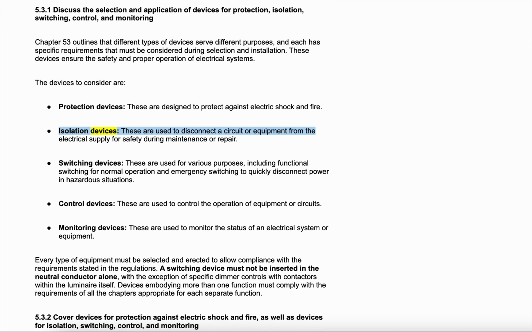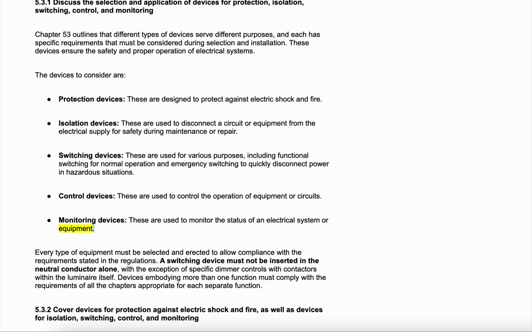Isolation devices. These are used to disconnect a circuit or equipment from the electrical supply for safety during maintenance or repair. Switching devices. These are used for various purposes, including functional switching for normal operation and emergency switching to quickly disconnect power in hazardous situations. Control devices. These are used to control the operation of equipment or circuits. Monitoring devices. These are used to monitor the status of an electrical system or equipment.